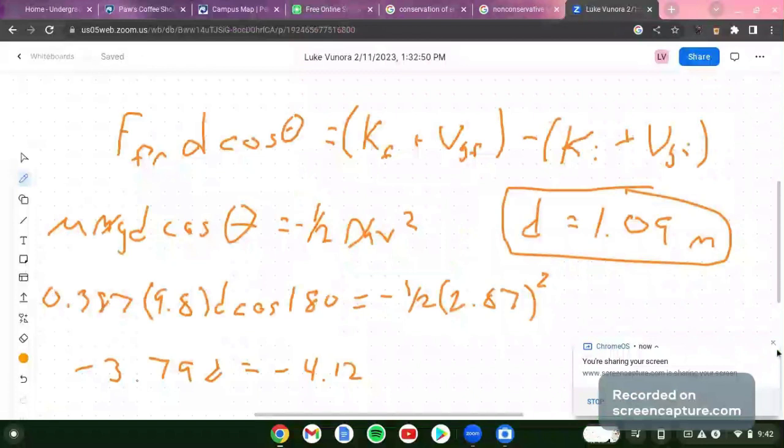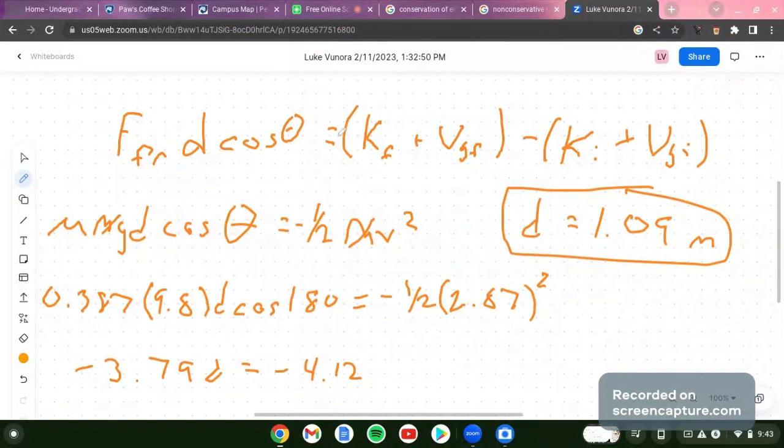All right. So this one is number 9. It's kind of a doozy because I had a limited amount of space, so I have to explain a few things. This is your first equation, the thing you start out with: F_d cosine theta equals K_f plus U_Gf minus K_i plus U_Gi. I simplify this down a lot into this next step.